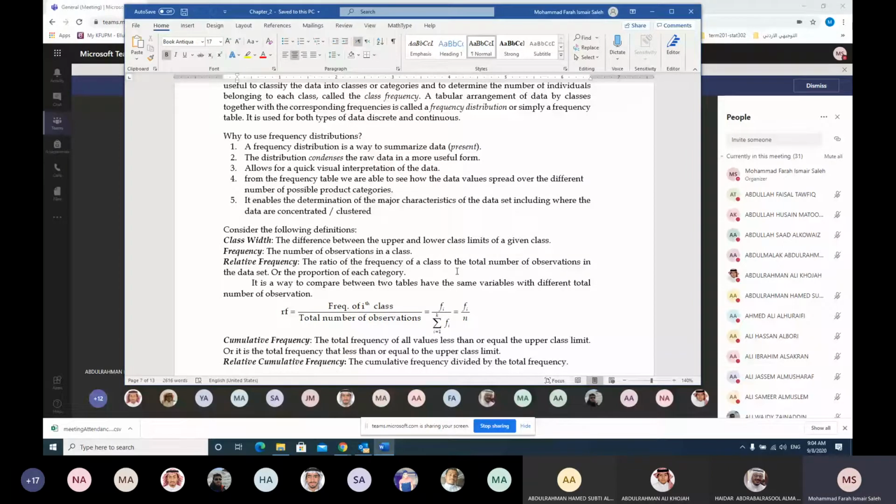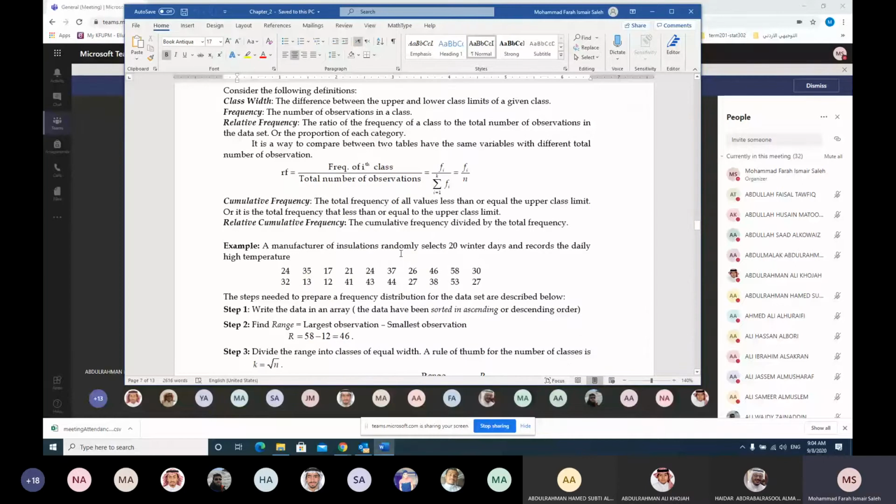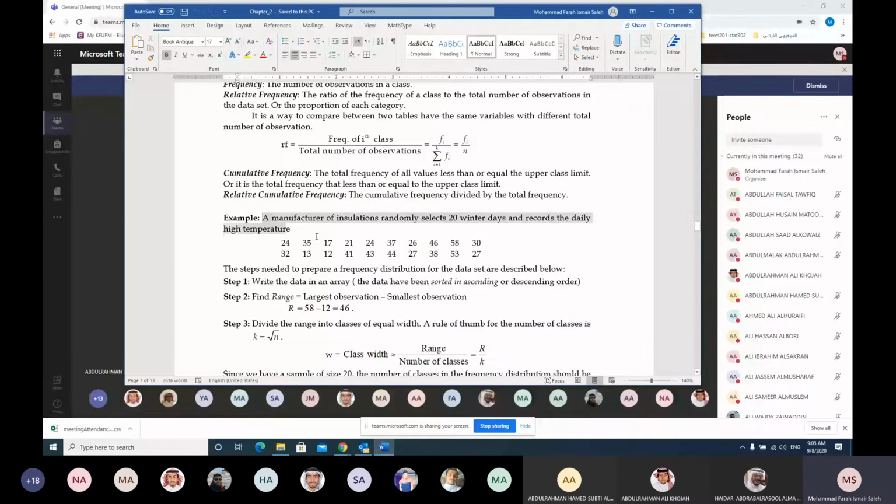To see how we can build a frequency distribution table for numerical data, to get information about the center, the shape, and the variation, we will take the following example. Can you read the question, Shabab? Who can read the question? And be careful. If you miss anything, please ask me directly. Who can read this question? Come on, Abdulrahman.